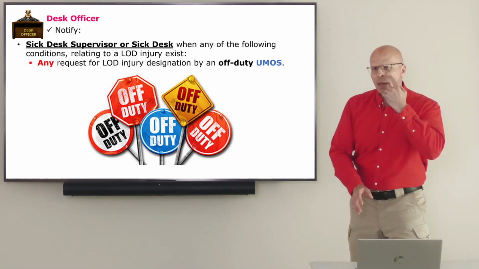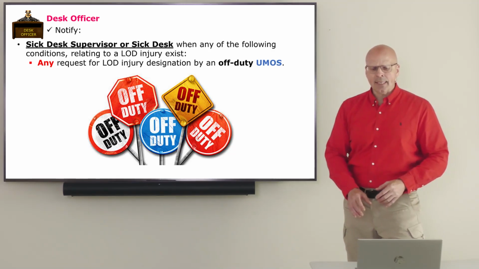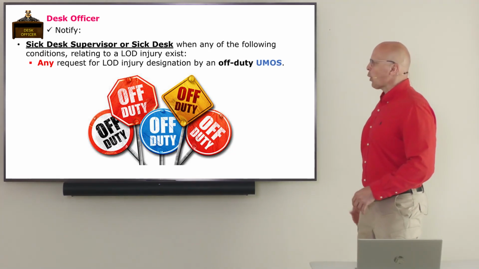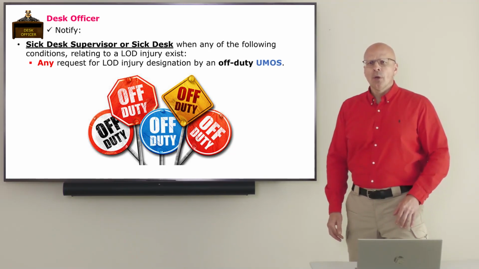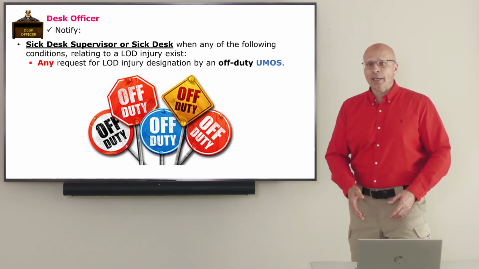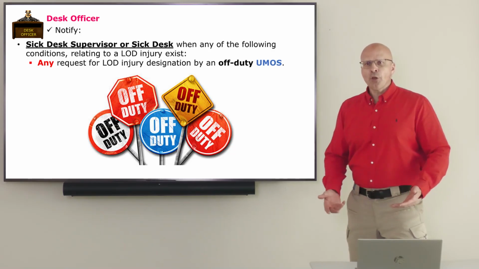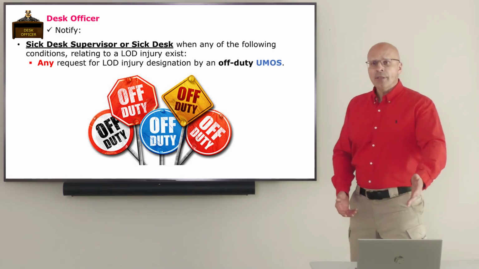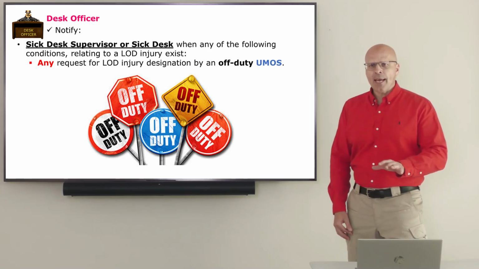And lastly, see, in the first 3 situations when the desk officer has to notify the sick desk supervisor, sick desk, the incident was not witnessed. This last situation, it doesn't matter if it's witnessed or not. For any request for a line of duty injury designation by an off-duty uniformed member of service. An officer, maybe walking his dog at his residence, sees a robbery, takes police action, gets injured chasing the perpetrator, well, he's off-duty. Because he was off-duty, requesting line of duty designation, that's the desk officer's job to notify the sick desk supervisor or the sick desk.